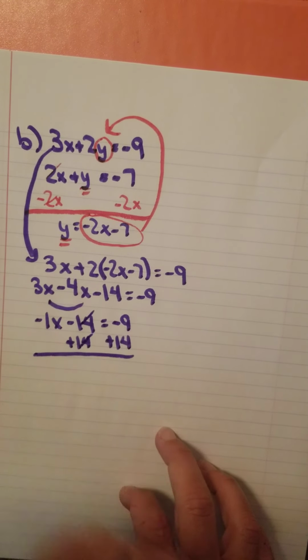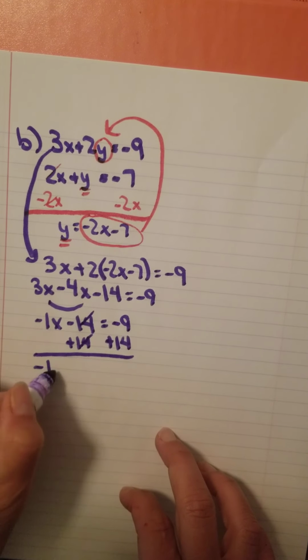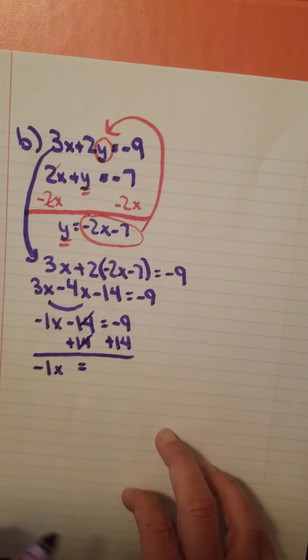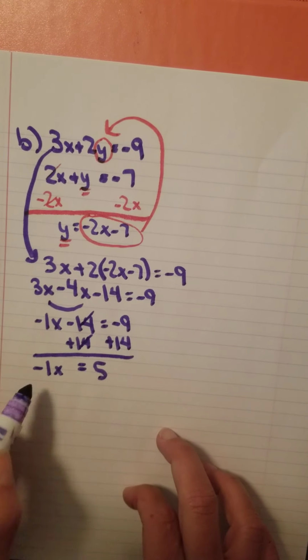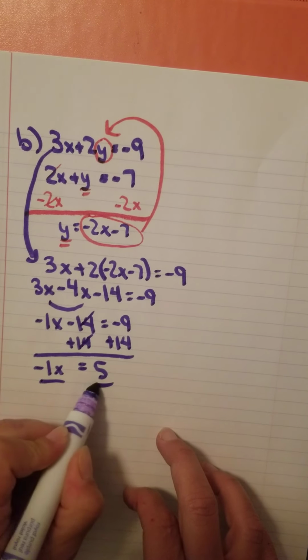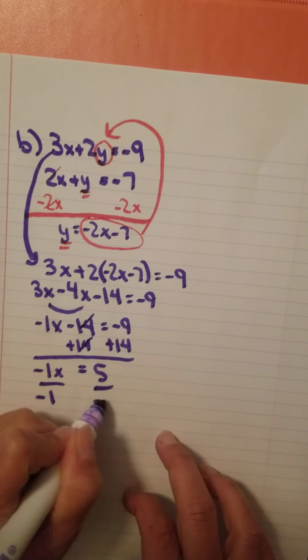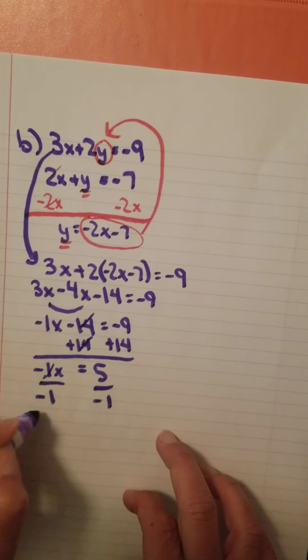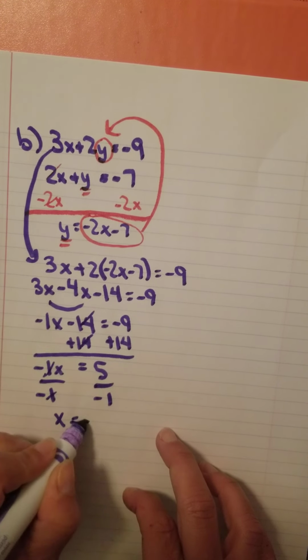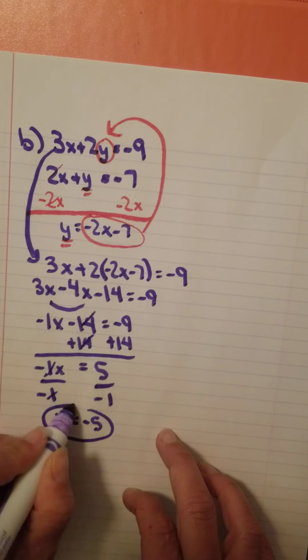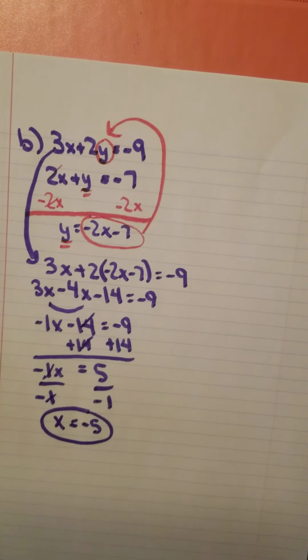14's cancel. I bring down the negative 1, so negative 1x equals negative 9 plus 14 is 5. Last step, I need to get the x alone, so I'm going to divide both sides by negative 1. Negative 1's cancel out, so I'm going to bring down the x. 5 divided by negative 1 is negative 5. And again, if I'm going too fast, you can pause at any time.